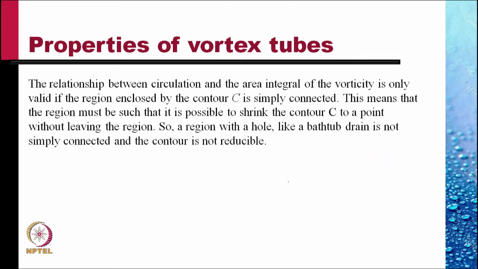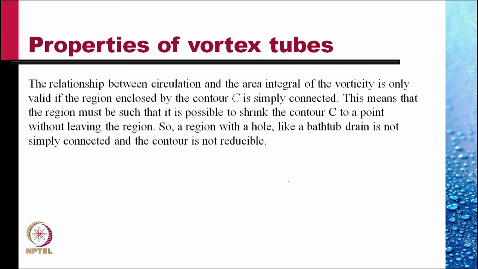Further properties of vortex tubes. The relationship between circulation and the area integral of the vorticity is only valid if the region enclosed by the contour C is simply connected. This means that the region must be such that it is possible to shrink the contour C to a point without leaving the region.